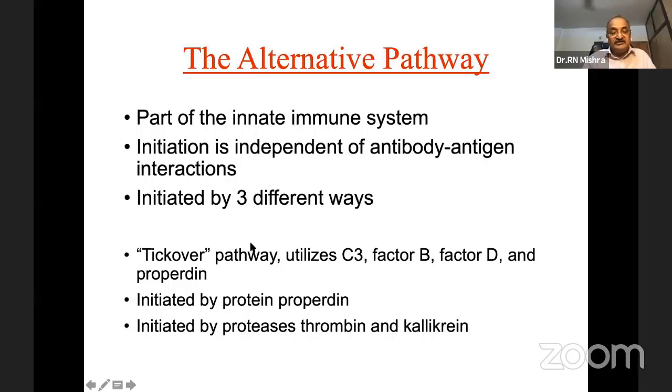First, it's a takeover pathway. C3 molecules slowly undergo proteolysis, and C3b and C3a are liberated. Once C3b is activated, it gets joined with factor B and D and properdin, and it makes C3 convertase. It can be initiated by a protein called properdin or by proteases like thrombin and kallikrein.